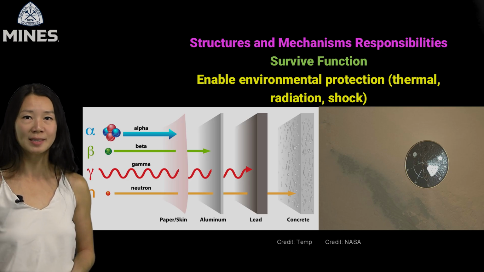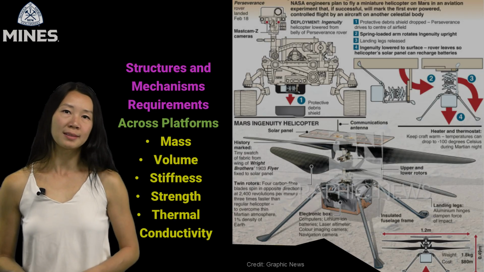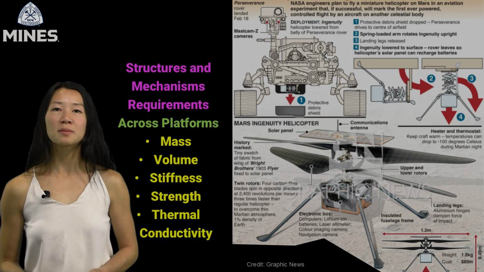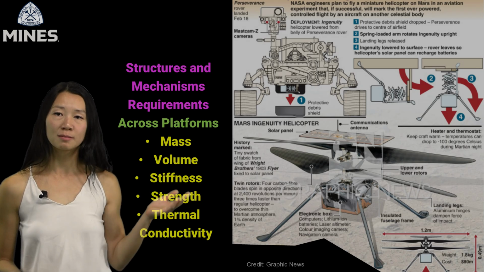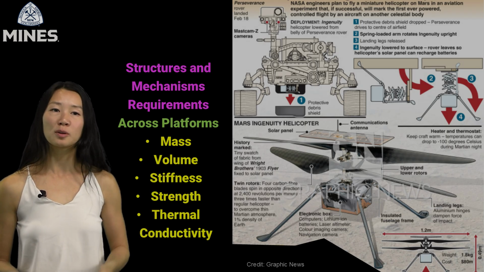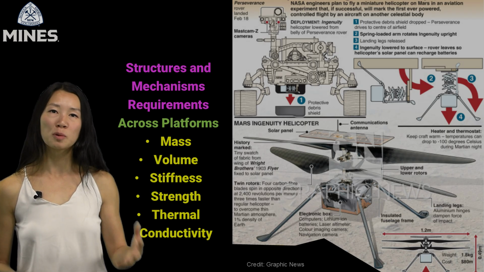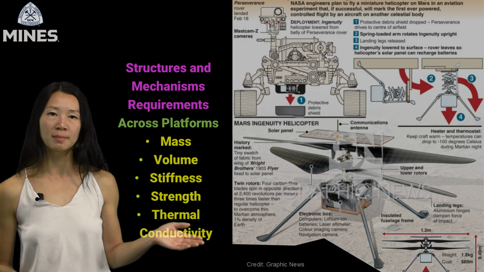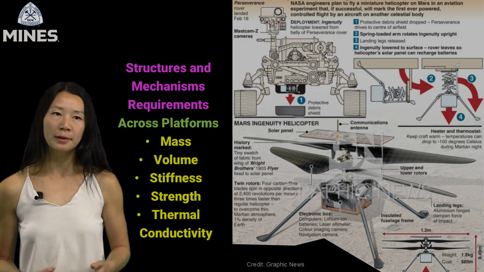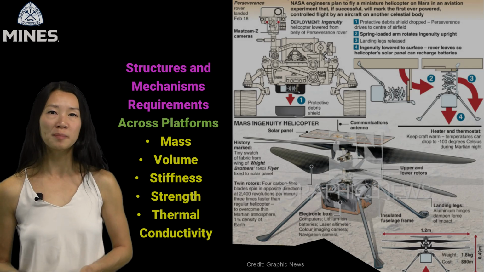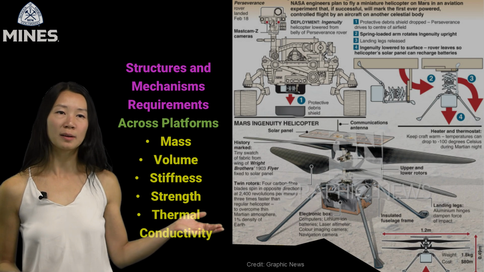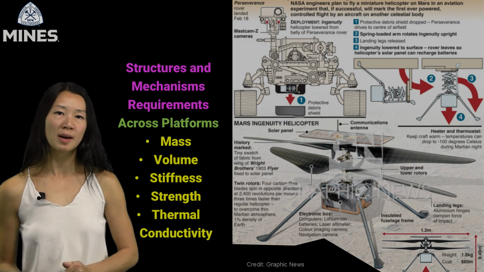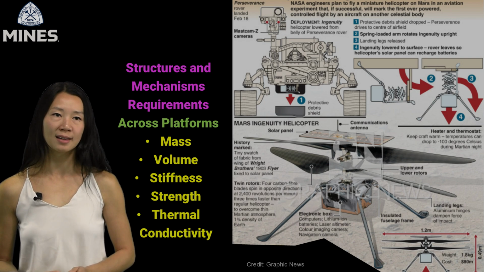When we talk about structures and mechanisms in space robotics, it's important to remember that the core requirements include mass, volume, stiffness, strength, thermal conductivity. All of these requirements apply to all space robot platforms. But how they're prioritized and solved can vary dramatically. This slide has a depiction of the Mars Ingenuity helicopter demonstrating these various requirements in the helicopter's ultimate design.